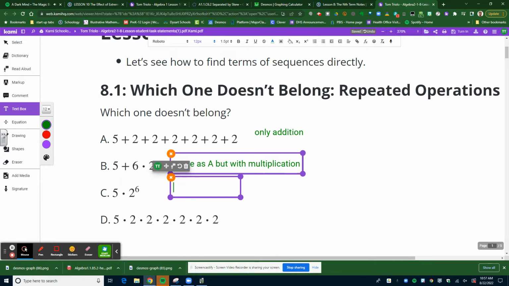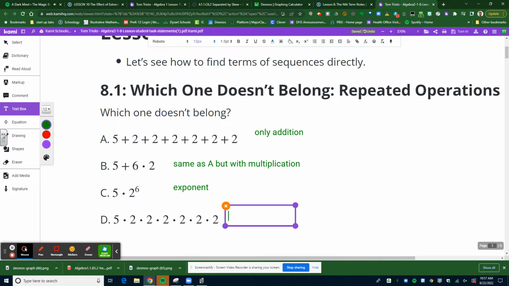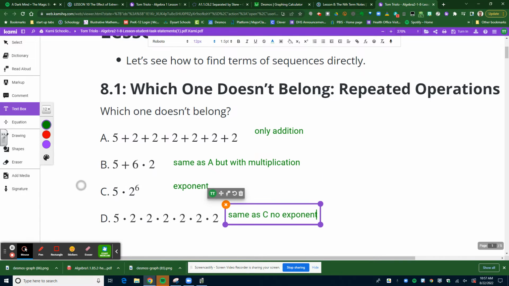But basically, A and B are the same, and C and D are the same. Exponent. And this one doesn't have any exponents. Exponent, well, same as C. Same as C. No exponent. Okay. So when you see these, which one doesn't belong, it's really, how is it different from the others?